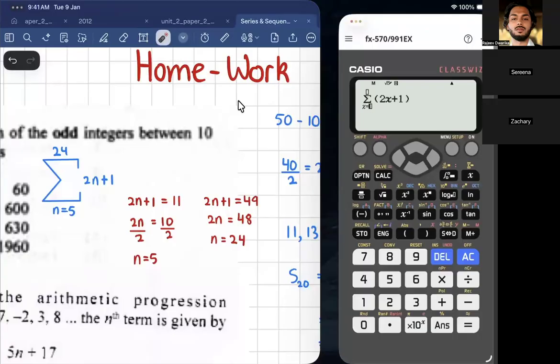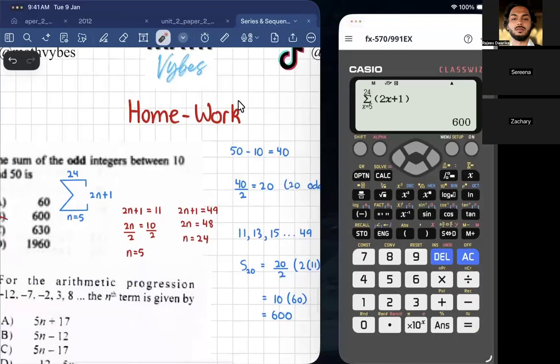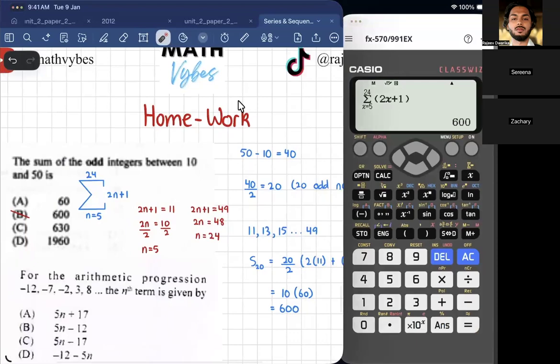You're going to put in what there? Tell me, Serena, what do you think you're going to put there? 5, you're going to put 5. What do you think I'm going to put on top? 24. I want to press equal. What am I supposed to get? 600. Bam! So that's that.